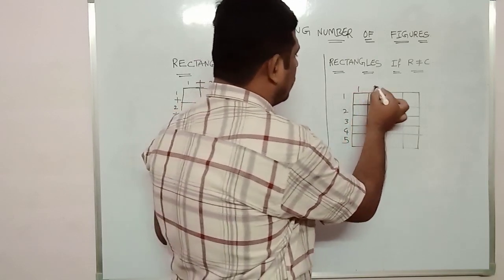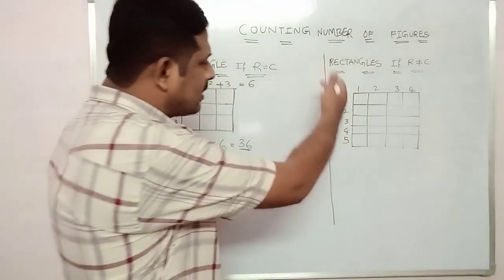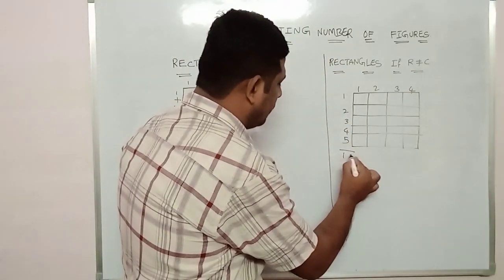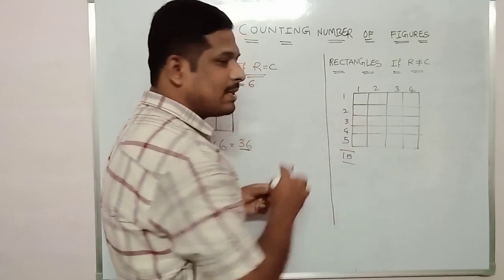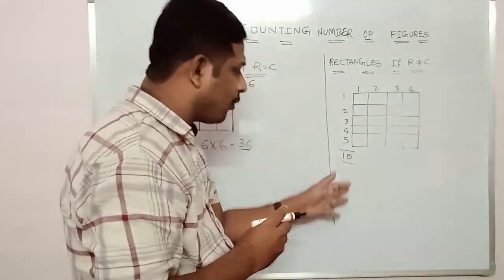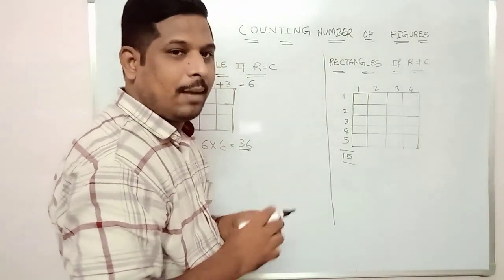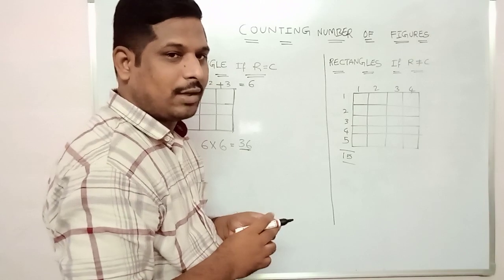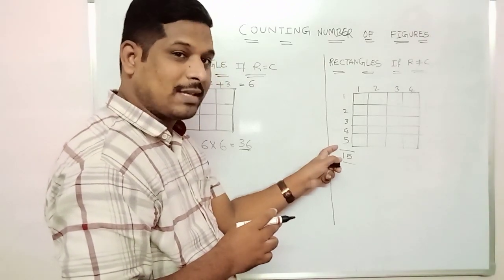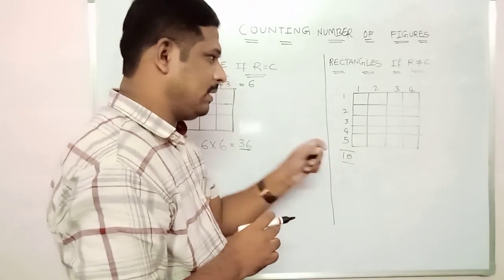2 rows, 1, 2, 3, 4 to the columns. Add all these things, you will get 15. 1 plus 2 plus 3 plus 4 plus 5. So if there is more number of rows, how are we getting the sum of this? The sum of natural numbers is n into n plus 1 by 2. That is 5 into 5 plus 1 by 2, 5 into 6 by 2, which is 15.